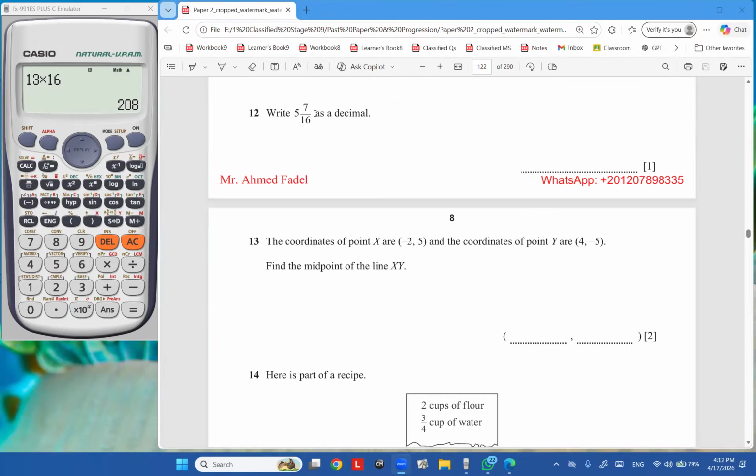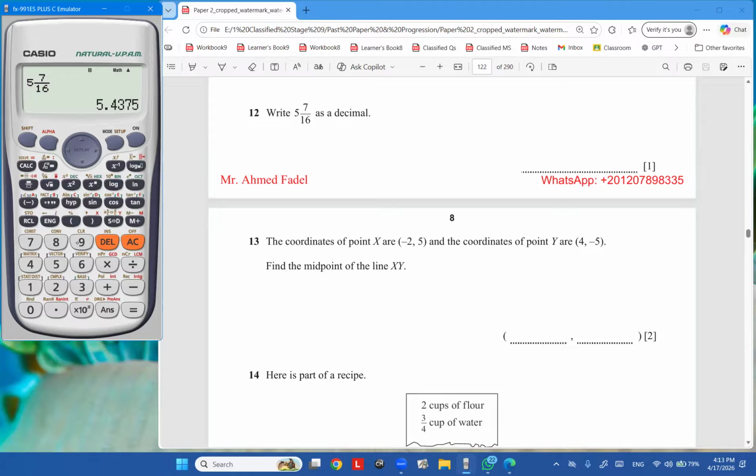Question 12, write 5 and 7 over 16 as a decimal. This is paper 2 as we agreed, so you can just write a mixed number on the calculator. How? Shift fraction allows you to write a mixed number. So you write the first number over here, which is 5, and then you go to the top, which is the 7, and then down there is the 16. Equals 87 over 16. This is a fraction.